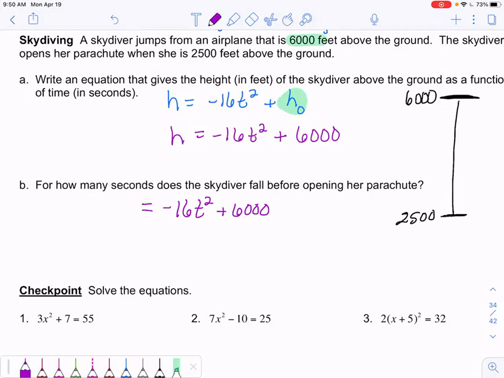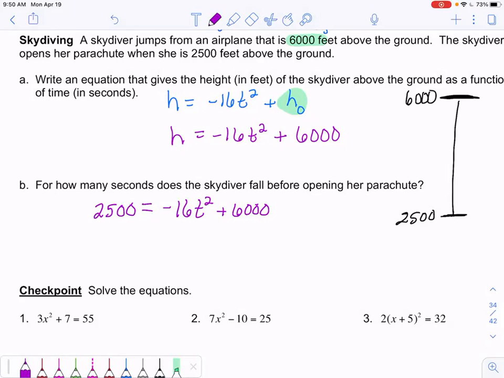So again, 6,000 was our initial height. We're dropping to 2,500. That 2,500 is our end height, because at that point she's clicking the button for the parachute to open. So initial height is h with the little 0. Right now, we're still in the sky, but we want to know how long it took to get to that 2,500 feet so we can open our parachute. Questions about those two numbers and the placement of those two numbers?